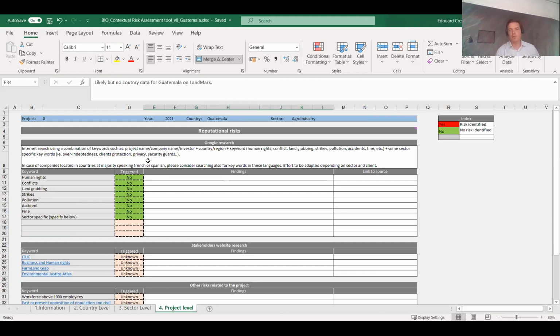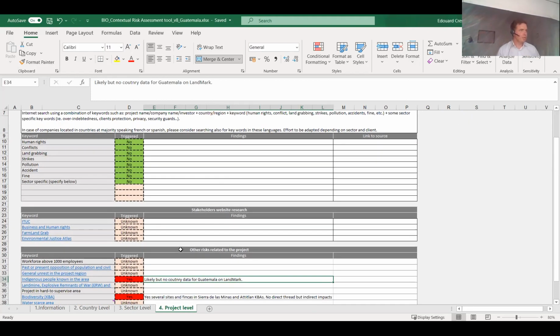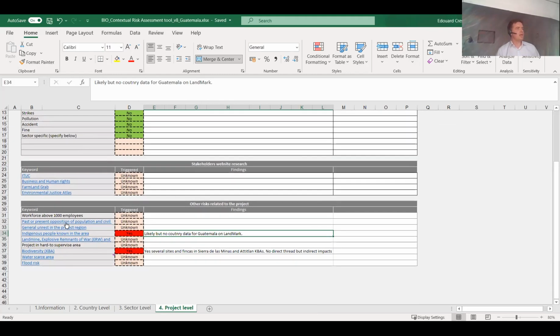This could be replaced, for example, by the RepRisk tool that Charlotte presented, but at BO we have not decided yet to invest in this tool. And then we also look at other stakeholders' websites and as well into web-based information, but that is area related.